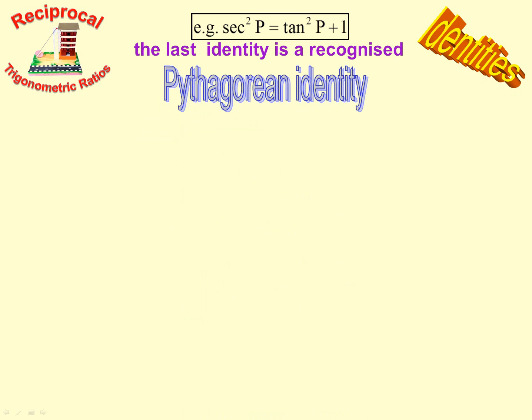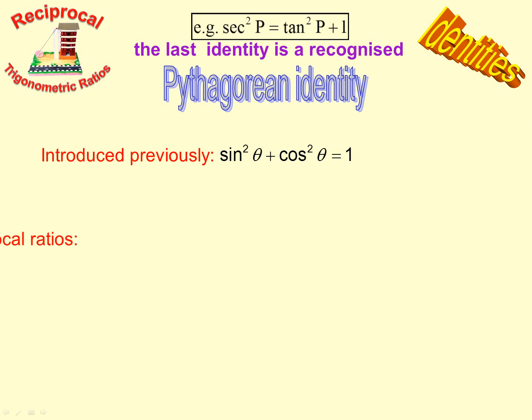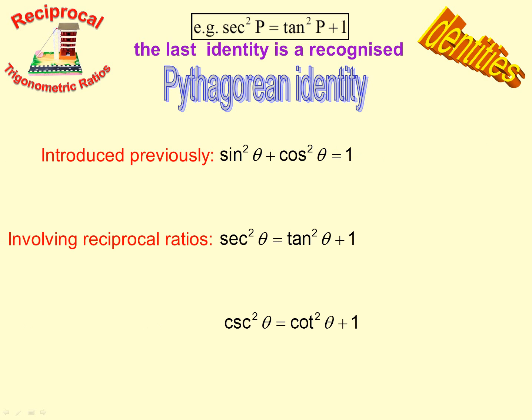Now that is actually a Pythagorean identity. Your sine squared plus cos squared equals 1 is a Pythagorean identity because it comes from x squared plus y squared being equal to r squared. So there we have our original Pythagorean identity. Now we have two reciprocal ratio Pythagorean identities. This one here, sec squared theta is tan squared theta plus 1, and the equivalent cosec squared theta is cot squared theta plus 1.